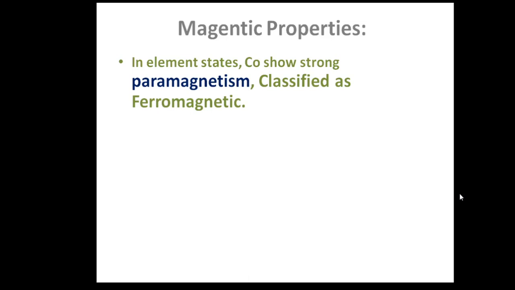That is called ferromagnetism, and that is the reason, as far as the nature of cobalt with respect to paramagnetism, they show very strong paramagnetic behavior, and that's why they are classified as ferromagnetic substances. Okay, and in this way we can see that cobalt forms high spin as well as low spin complexes, depending upon the ligand.